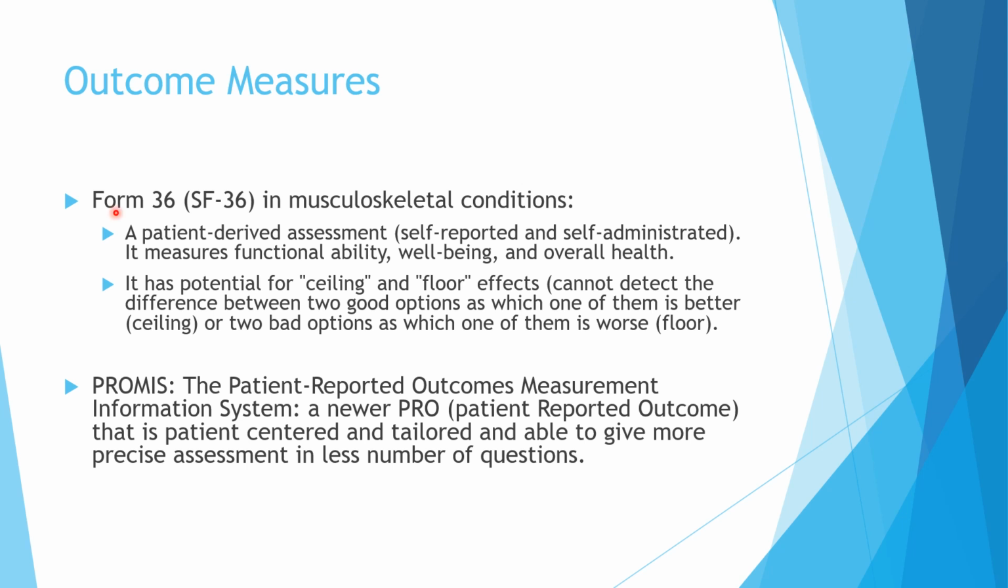The problem with the short form 36 is that it has the potential for a ceiling and floor effect. What does this mean? Ceiling effect means that the outcome may not be able to differentiate between two good results, which one of them is better. The floor effect is that the outcome may not be able to differentiate between two bad results, which one of them is worse. There is another outcome measure that is commonly used now, which is called the PROMIS.